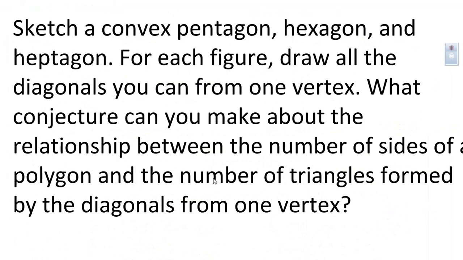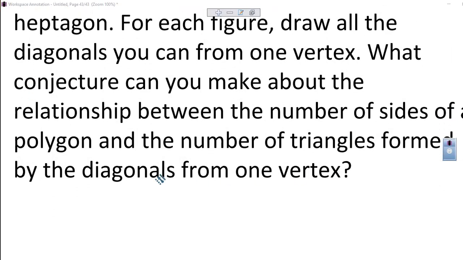So what I want us to look at now is I want you to sketch a convex pentagon, hexagon, and heptagon. For each figure, draw all the diagonals you can from one vertex. What conjecture can you make about the relationship between the number of sides of a polygon and the number of triangles formed by the diagonals of one vertex? So I'll give you an idea of what we're looking for here. Then I want you to draw the rest on your own.